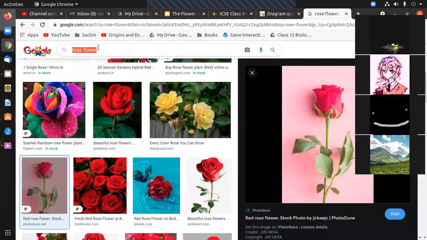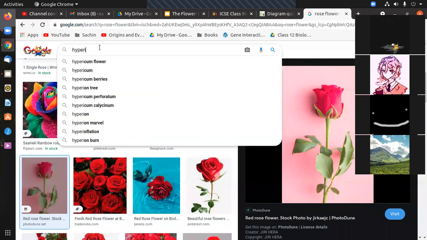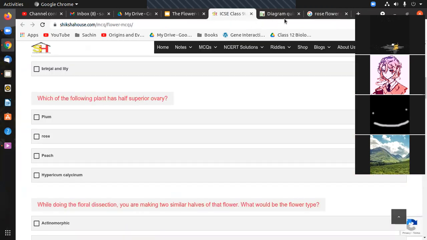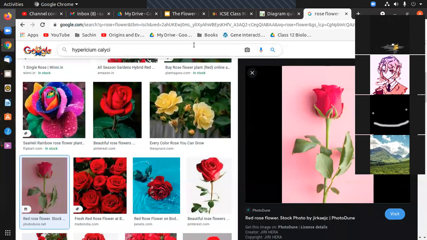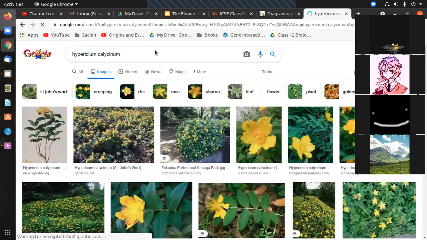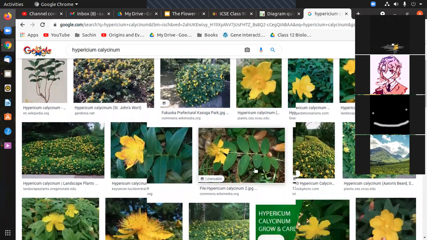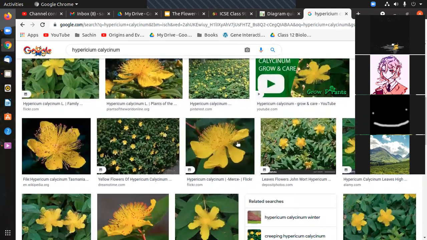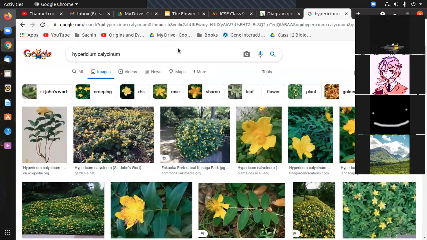Let me check. Calicinum. Hypertium calicinum. Okay, surely this is not the one because this looks like a very different flower altogether, and it doesn't seem to have the ovary around, or half ovary up and half below. So I don't think that is the correct option.